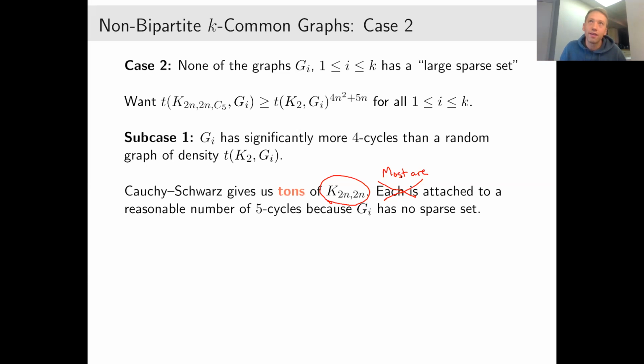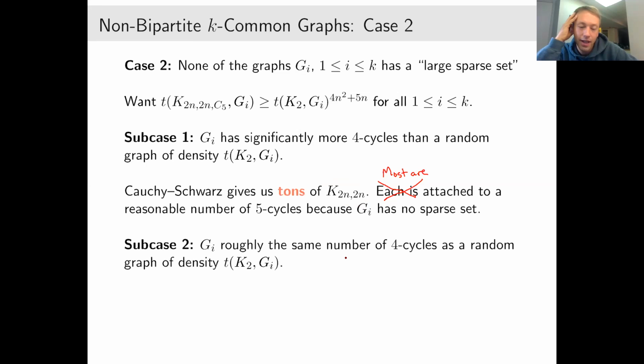And why is that the case? Well, that's where we use the fact that there's no sparse set. If I take a K_{2n,2n} and look at some paths coming off of a vertex, and those paths are very unlikely to have an edge between their endpoints, you can use that information to build a large sparse set. That's a very high-level vague intuition, but that's the idea. So if one of your graphs is not quasi-random, you can use the fact that there's no sparse set to construct a lot of copies of the graph that we want.